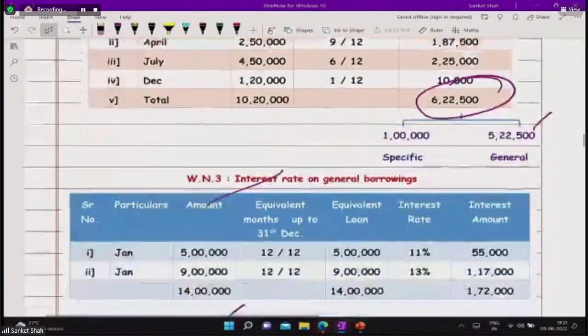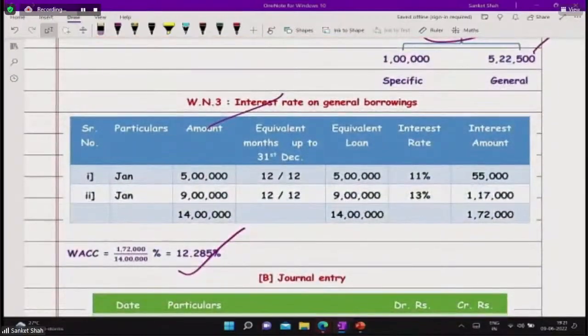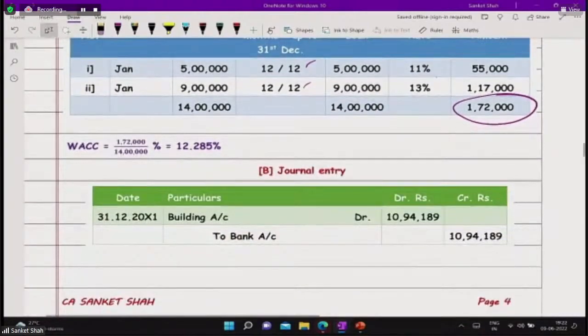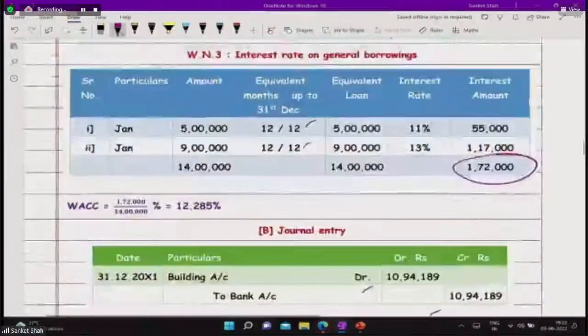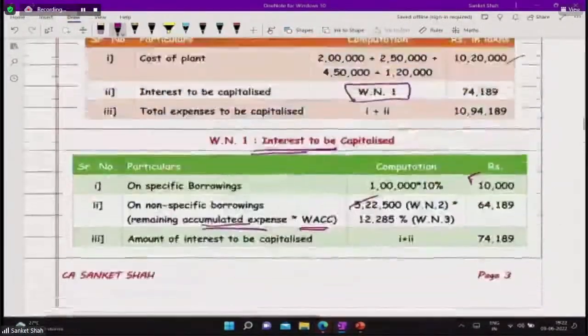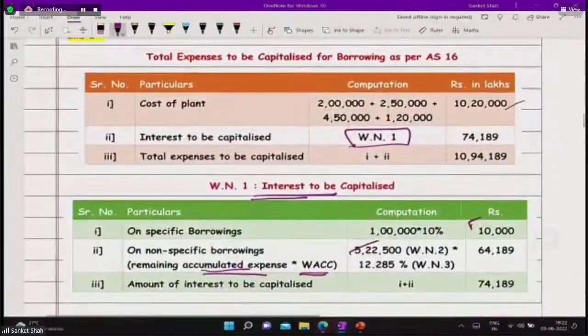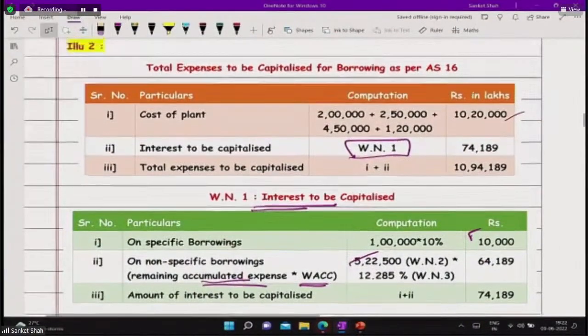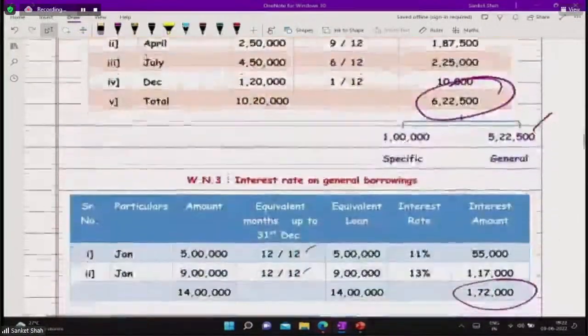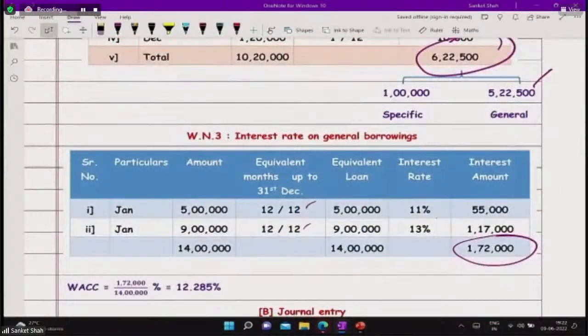वेटेड एवरेज कैसे निकाला आपने, ये आपका चार्ट था, 5 lakhs प्लस 9 lakhs 14 lakhs, 12/12, ये तो पूरे पहले दिन पे ही लोन लिया था, इसको मल्टीप्लाई करके ये आपका वेटेड एवरेज आएगा, वर्किंग नोट नंबर 3। और ये रेट आने के बाद एंट्री क्या होगी, बिल्डिंग टू बैंक, ये आपका टोटल, प्लांट अकाउंट डेबिट टू बैंक 1094,189। तो ये एंट्री कर लो, वर्किंग नोट 3.